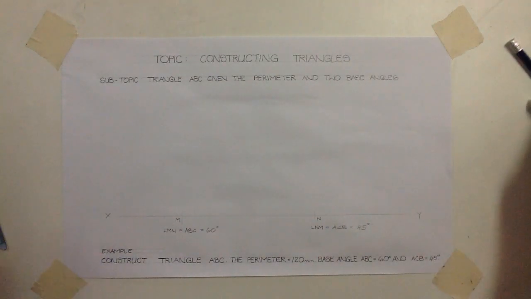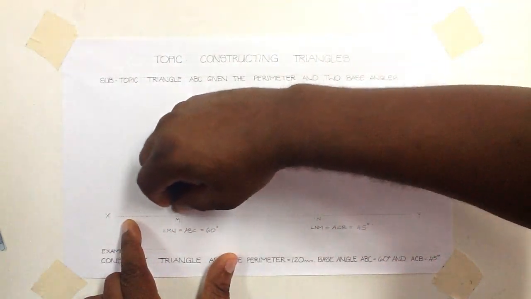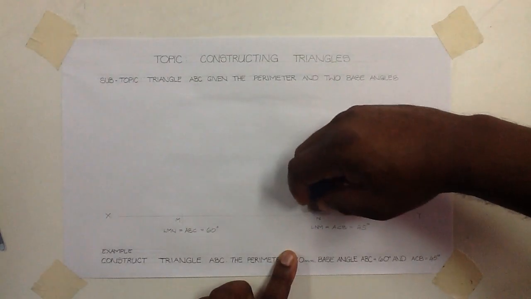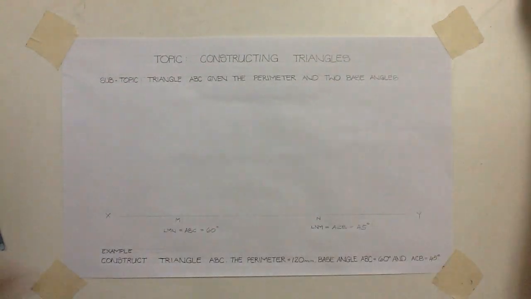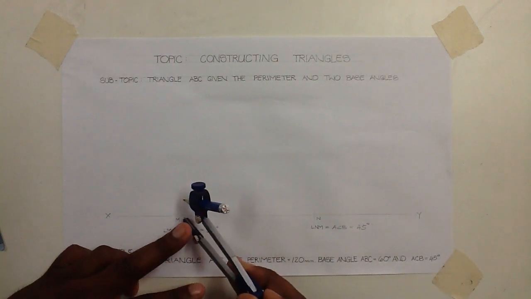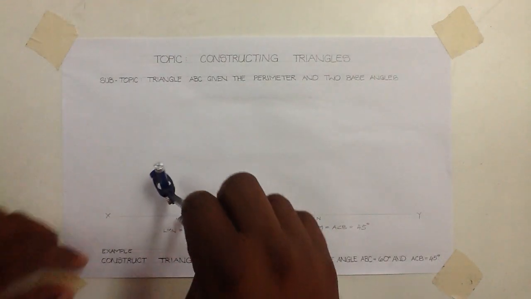At point M, a 60 degree angle. I do not want the construction arc that I used to identify point M on my line XY to be part of the construction or to intersect with any working, and so I'm going to just erase it just a little like I did, and then we're going to construct our 60 degree angle.